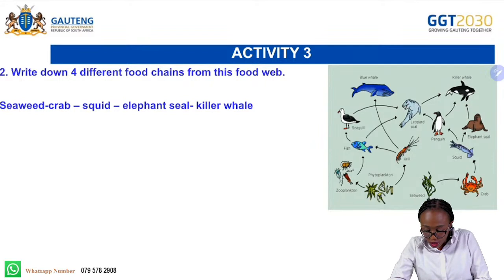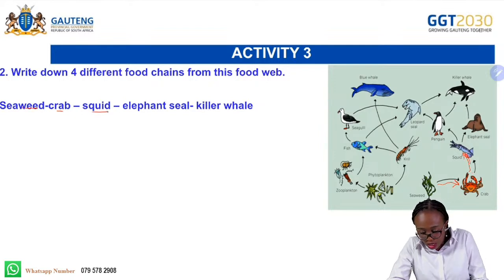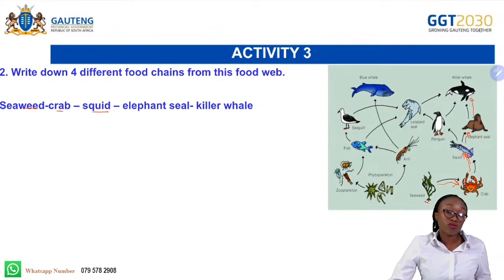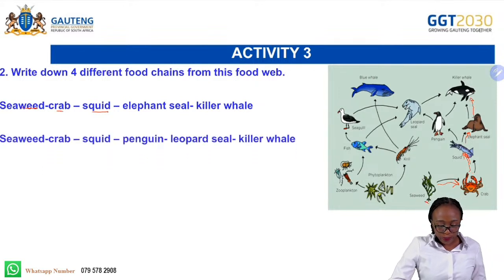Seaweed, crab, squid, then elephant seal. So the elephant seal eats the squid, and then the elephant seal is eaten by the killer whale. So that is food chain 1. Let's look for more.